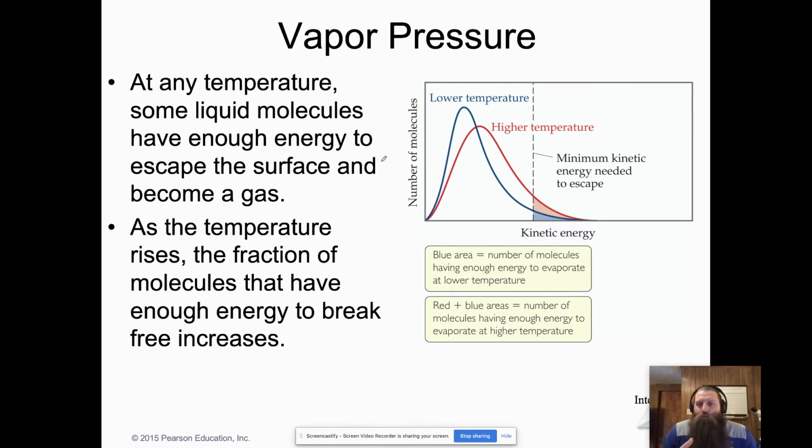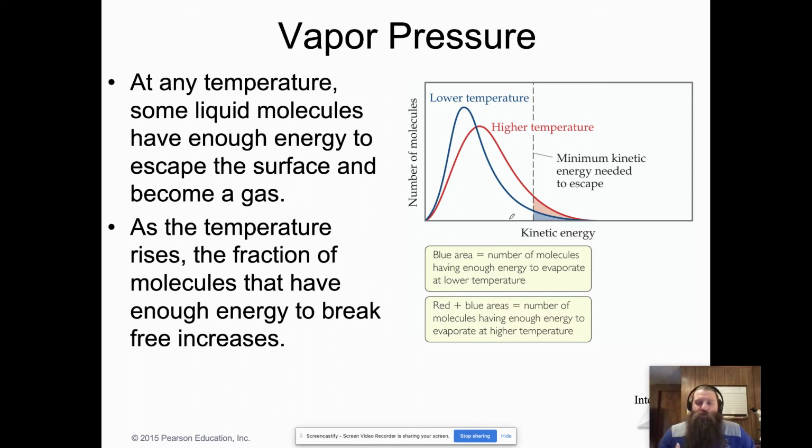Now, vapor pressure is something else that we need to look at if we're going to talk about intermolecular forces, liquids, and phase changes. If we think way back to the Boltzmann graphs that we looked at earlier in the year, when we talked about root mean square speed, at higher temperatures there is a greater distribution of kinetic energy amongst our molecules.